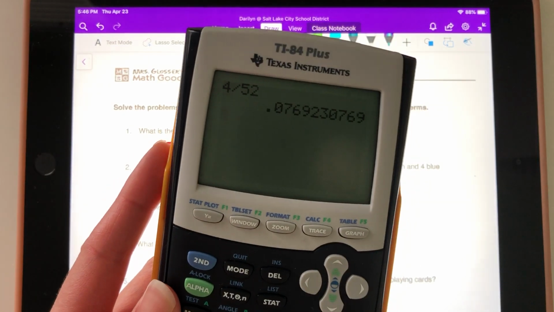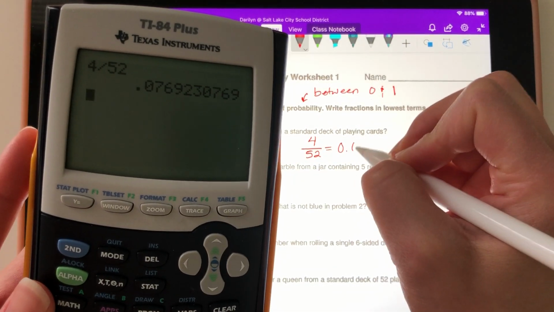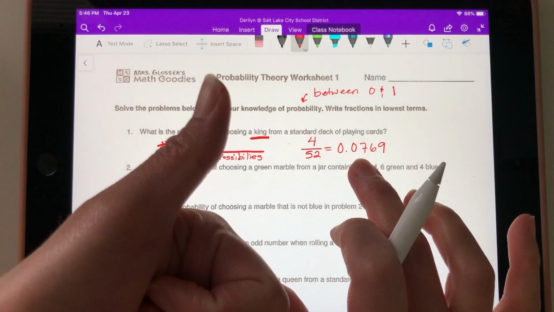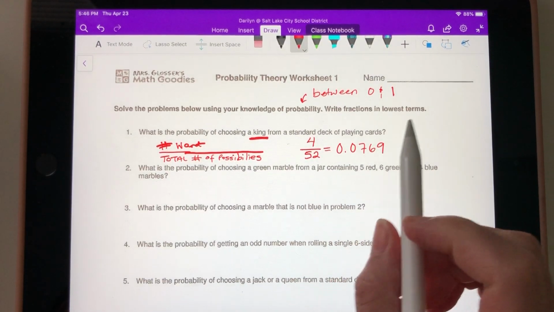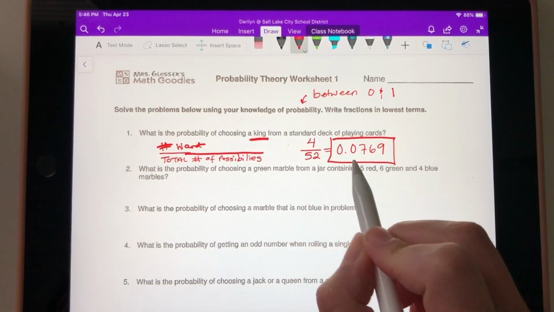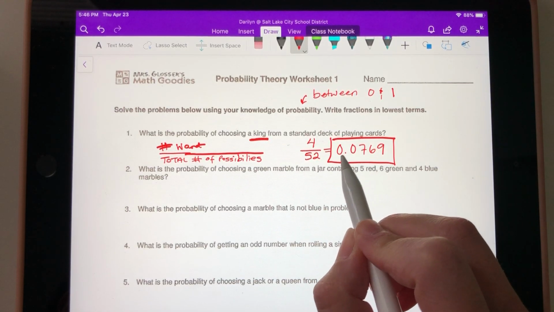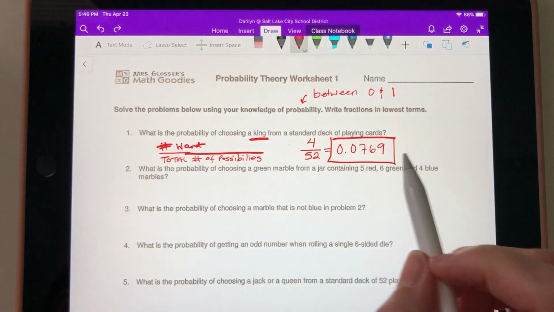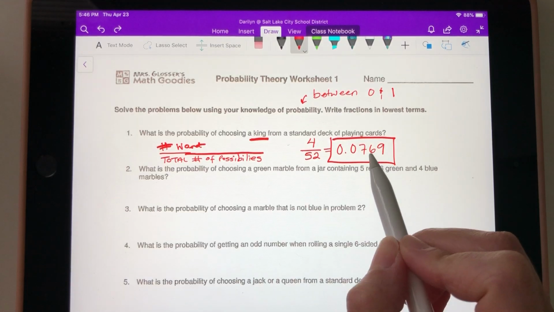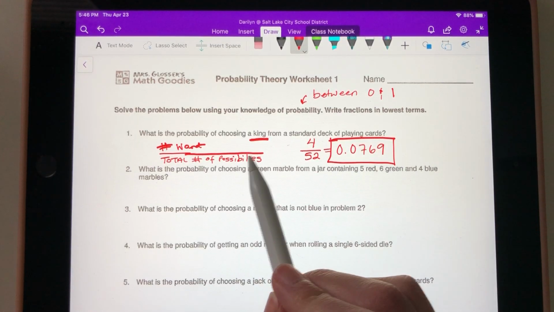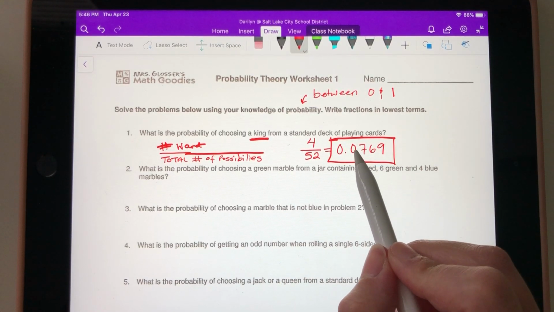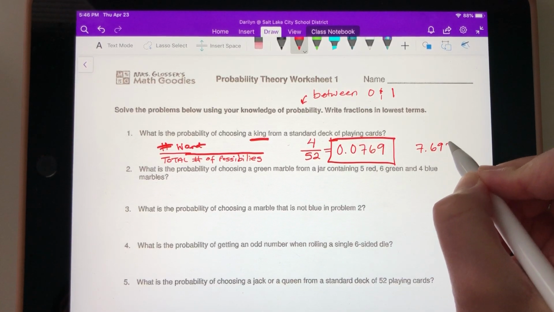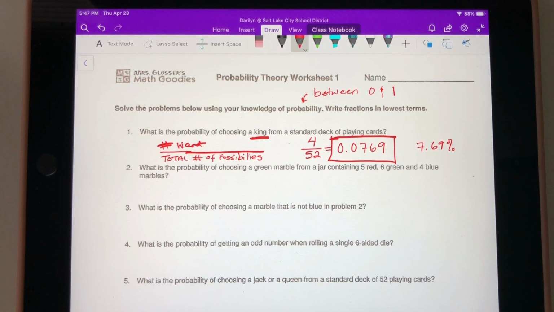So 4 divided by 52 gives me 0.0769. Notice that's between 0 and 1, so good, I did something right. If I put it in percent form, I move the decimal twice to the right and I get 7.69%. That means the probability of choosing a king in a standard deck of cards is 0.0769, or you could say 7.69%.